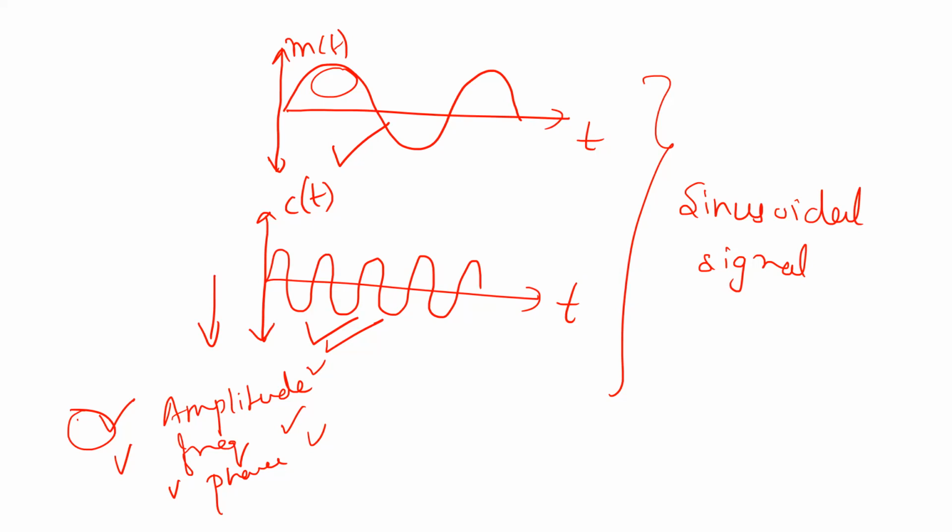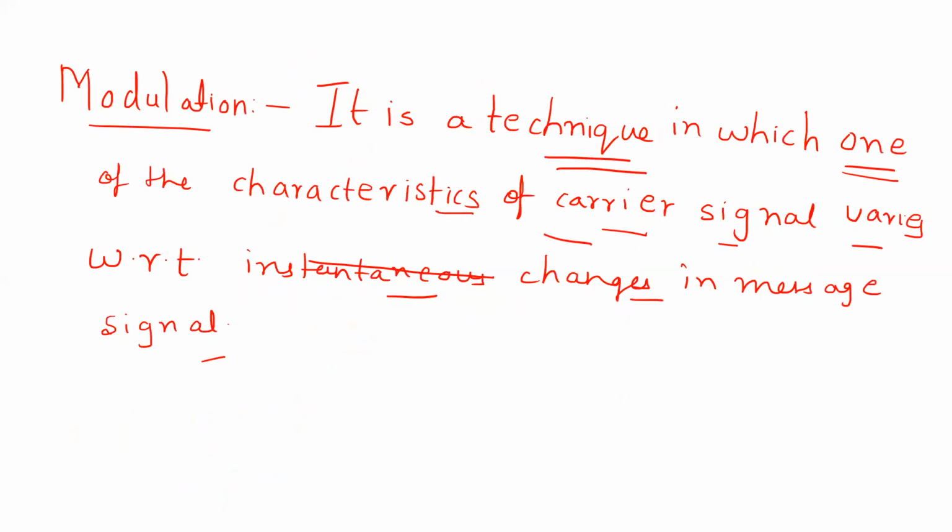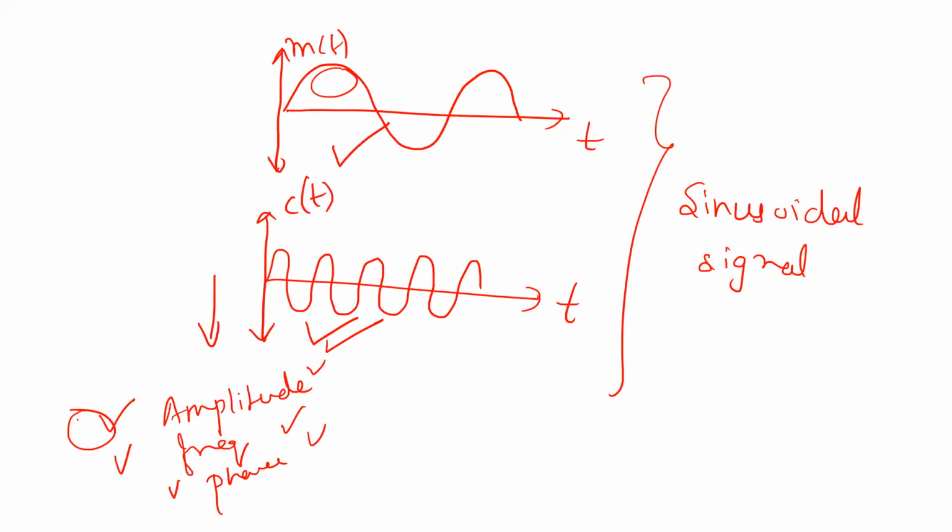Okay. So I hope that at least this modulation part is clear to you. Any doubts with this? No. Okay, this part's clear. So let's try to revise one more time. Modulation is a technique in which one of the characteristics of the carrier signal varies with the instantaneous change in the message signal. I hope now in the exam, if this question comes, you'll be able to write the definition properly.